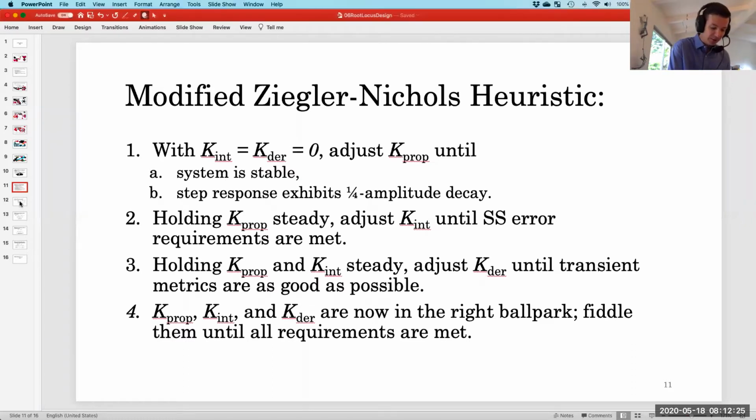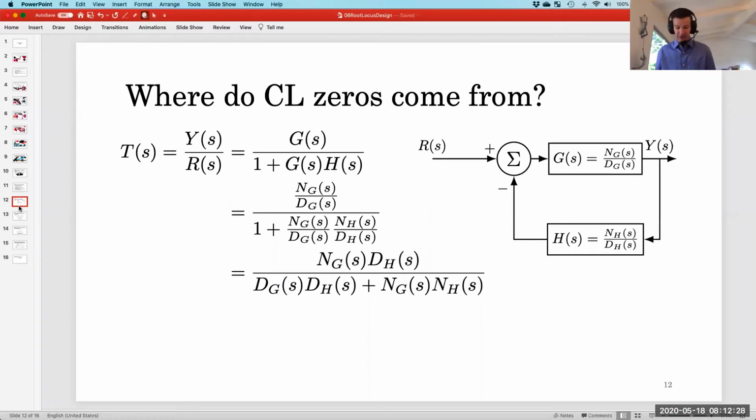Okay, to conclude our discussion of S-plane design, I think it's about time that we talk about closed loop zeros. This is week 7 of 9, and so far it's been poles, poles, poles, poles. All this talk about poles, hardly any talk about zeros, so I think it's about time we get started on that. So the question that I'd first like to ask is, where do closed loop zeros come from?